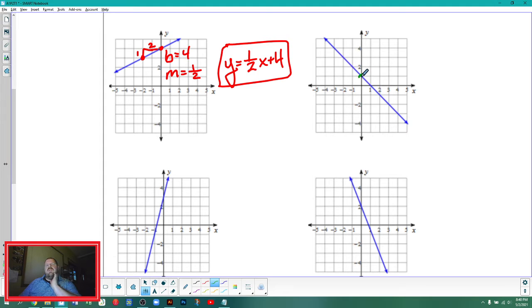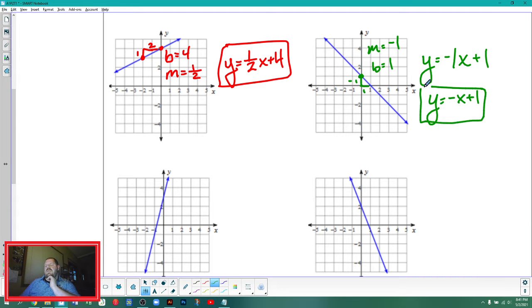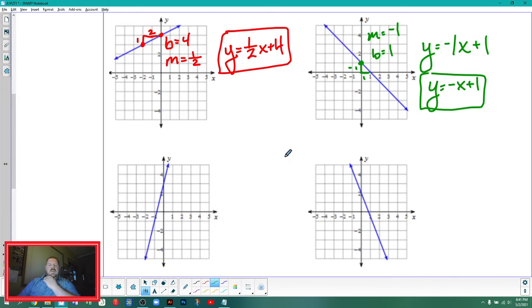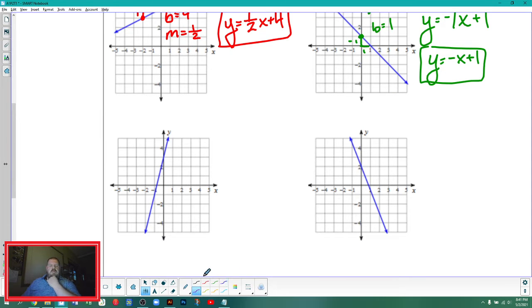Next one, I see right here the y-intercept is 1. And it looks like it goes down 1 and right 1. You can say it's a negative 1 to go down 1. So our slope is negative 1 or negative 1 over 1, however you want to write that. It's okay to write your equation like this. More commonly, you'll probably see it as just negative x plus 1. Just know that those two things are the same thing. Okay. Let's look at the next one.